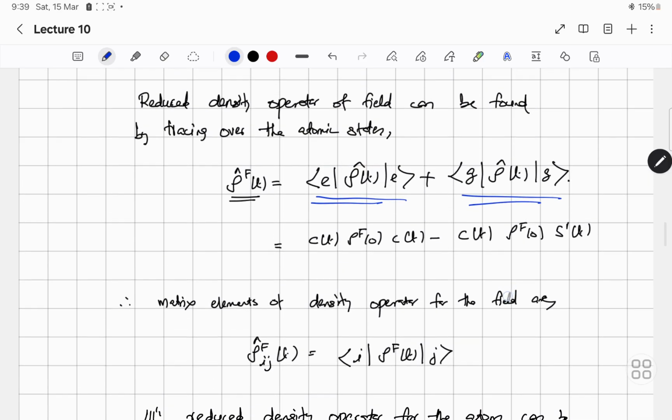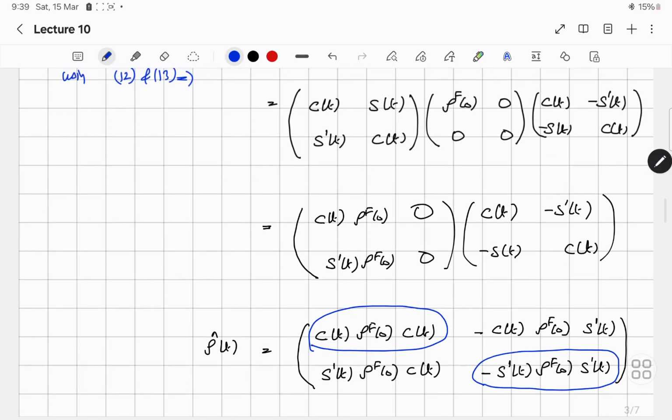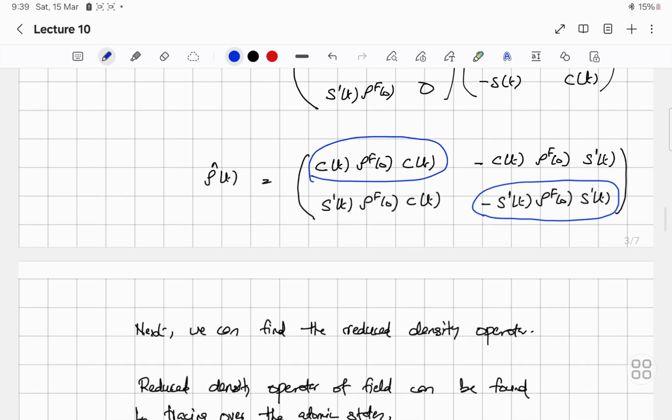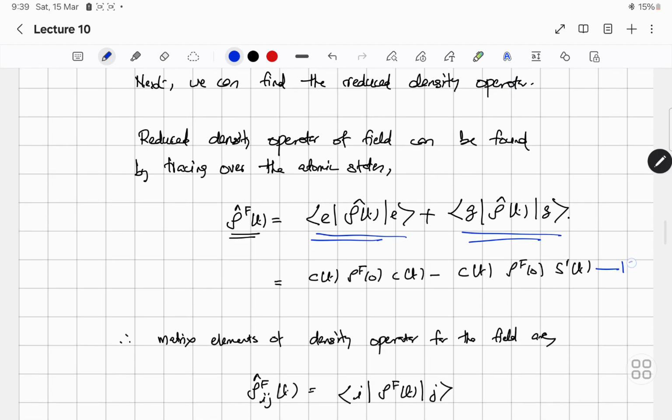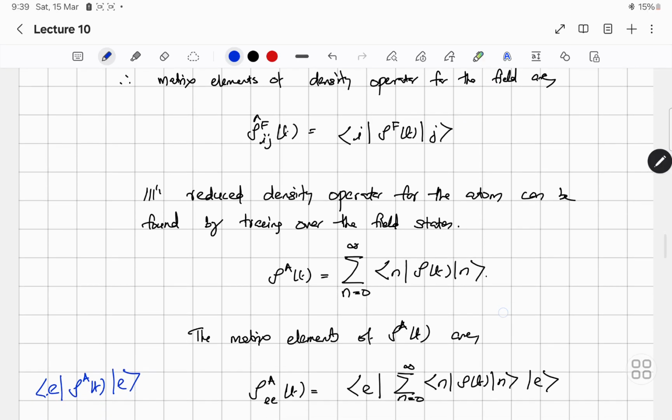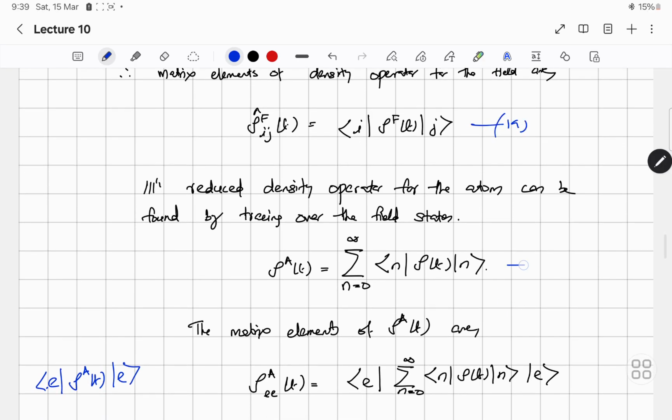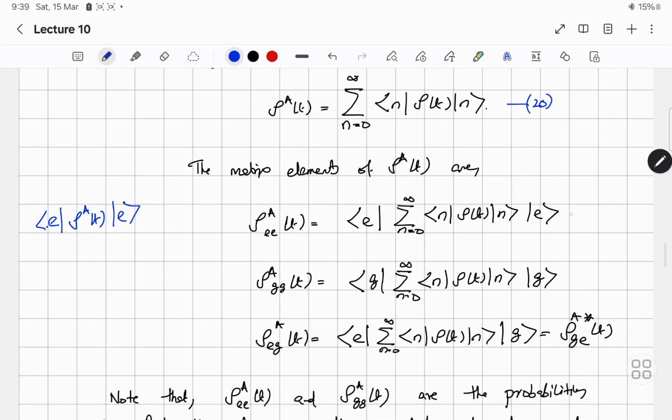Okay, let us give some equation numbers. So we have found equation number 16. This ρ(t) is my equation number 17. So this would be equation number 18, can be 19, 20. Okay, so let this be 21. So from equation number 20, I can substitute my ρ(t). So this will be ⟨e|Σ_{n=0}^{∞} ⟨n|ρ(t)|n⟩|e⟩. So that is what is written in equation number 21.